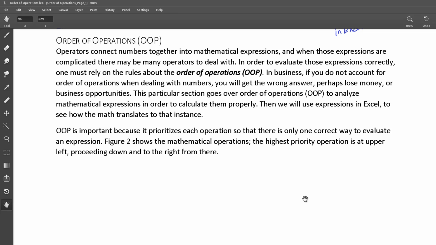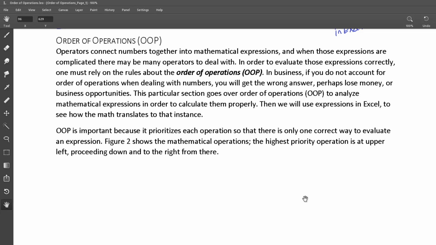A lot of calculations in business have to do with deciding whether or not to pursue new opportunities. If you do them wrong, you may not pursue an opportunity that you should have done, or you may pursue an opportunity that you should not be doing. So these things have concrete real-world implications, and so we're going to go over order of operations to analyze mathematical expressions, to deal with them and calculate them properly.